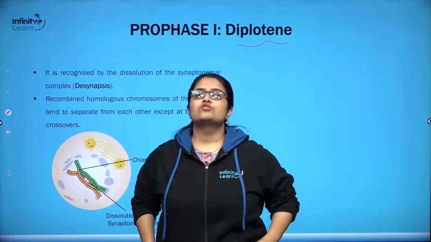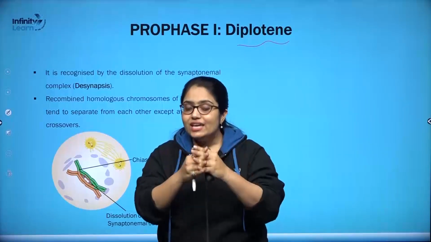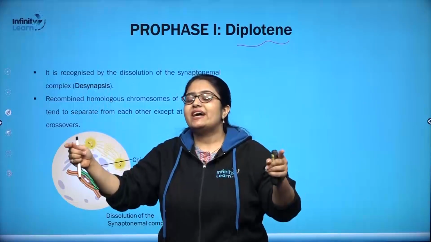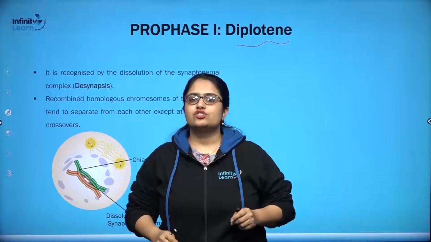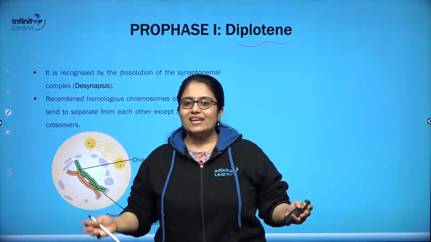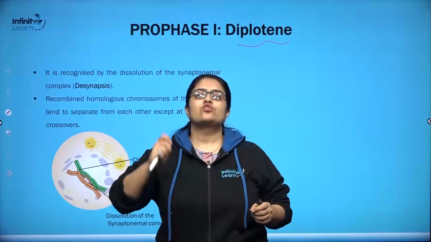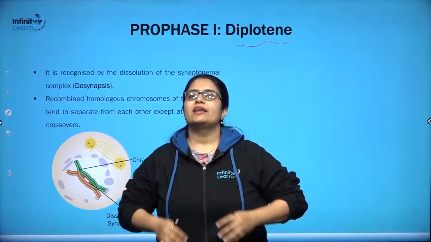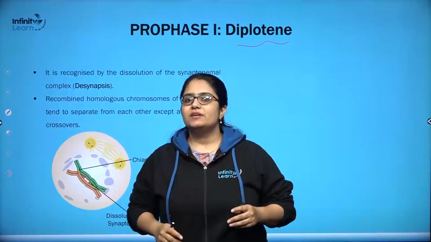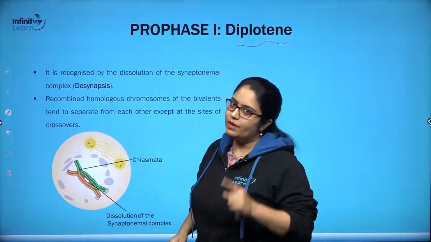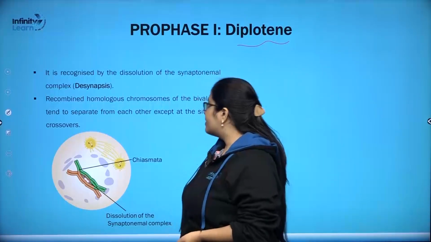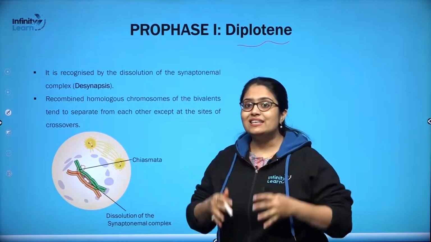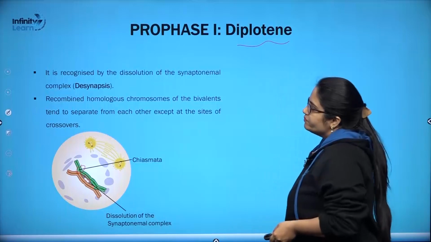But still these homologous chromosomes will be attached to each other at the sites where crossing over took place. Now these sites will be observed as X-shaped structures known as chiasmata. So what are chiasmata? Chiasmata are the sites where crossing over took place, and these homologous chromosomes will still be connected to each other at these chiasmata even after the dissolution of the synaptonemal complex. Very, very important. So these are the chiasmata where these homologous chromosomes are still connected to each other.